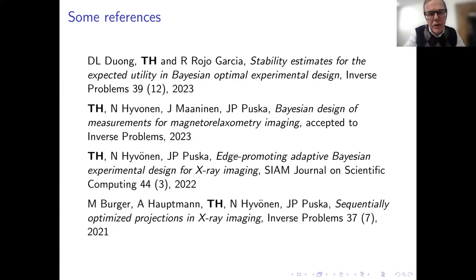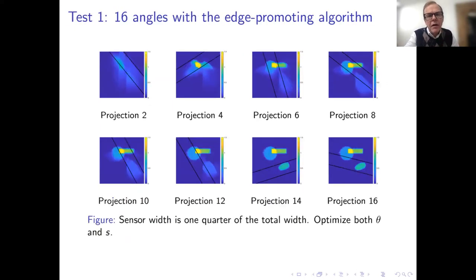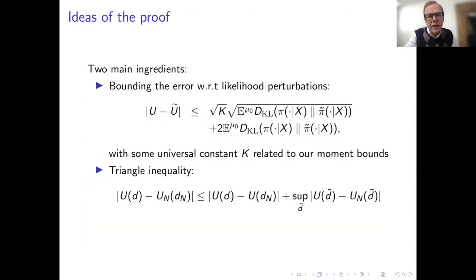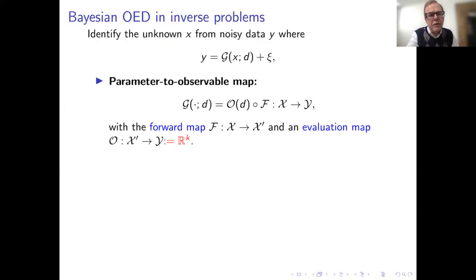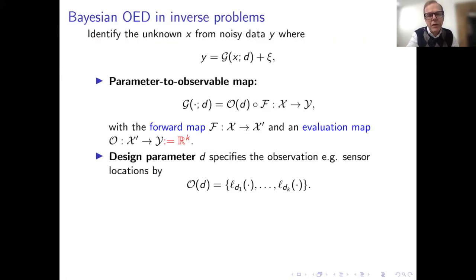So I have one question. I think you assumed in the beginning that the noise was independent of your experimental design. Is that sort of realistic? Or do you also think that if you change what you measure, you also change what the noise is going to be?